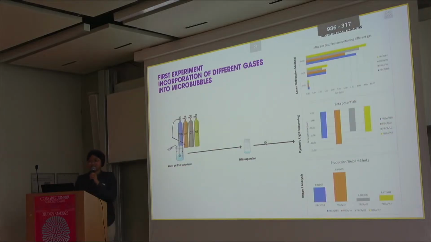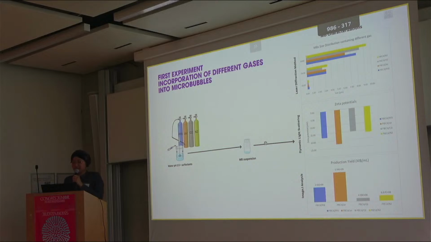So in the first experiment, we are very happy that we succeeded in producing microbubbles with different gases with a mean size around 3 microns and no size greater than 10 microns, which is very important because if it's too big, it's going to block the blood vessels.